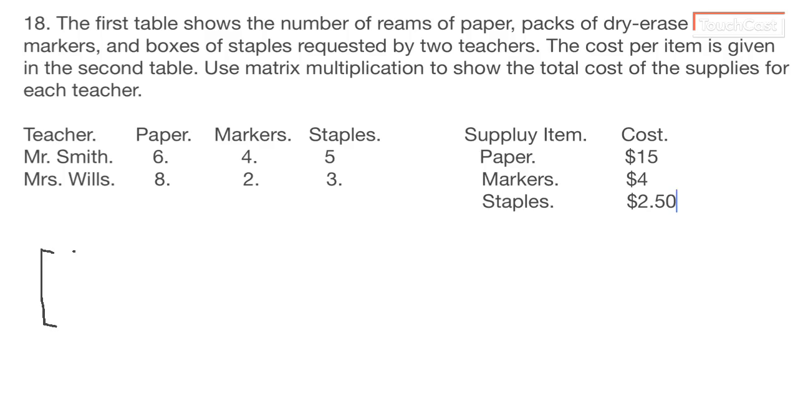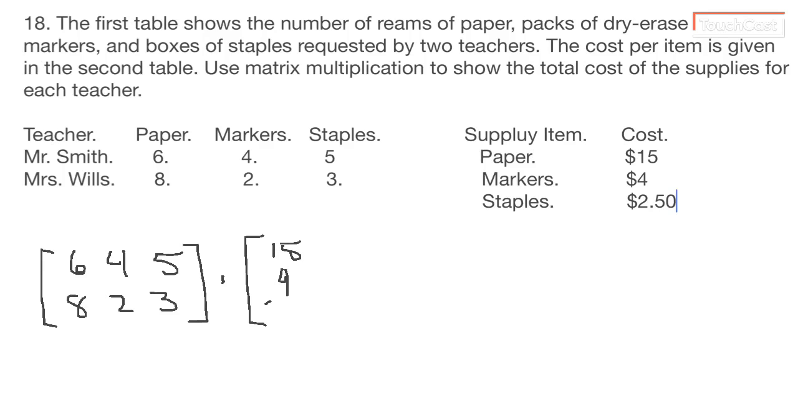where we're going to have 6, 4, 5 as the first row, and 8, 2, 3 as the second row. So we have a 2 by 3 matrix. And then in the second matrix, we're going to have just a column matrix. We're going to have 15, 4, and 2.5. So since we've got a 2 by 3 and a 3 by 1 matrix, we're going to end up with a 2 by 1 matrix.